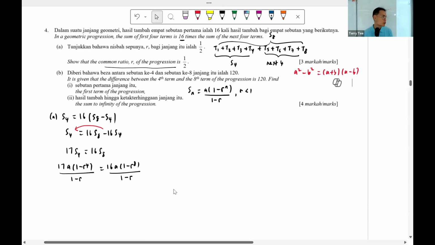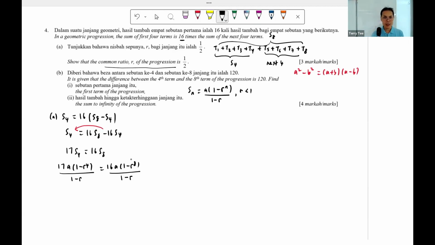Now, we are going to factorize this 1 minus r power 4 and 1 minus r power 8. So 1 minus r power 4, no need to do anything. By the way, can we cancel this? So I'm going to make the equation simpler. This is 17 times 1 minus r power 4. This will be 16. I'm going to use a squared minus b squared here, which is 1 plus r power 4, 1 minus r power 4.